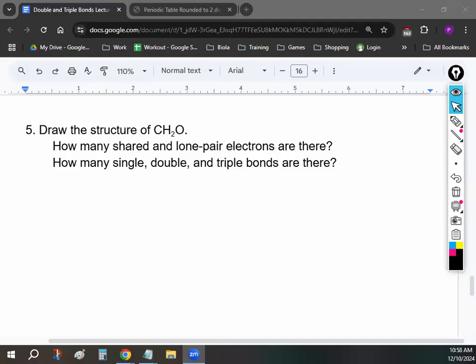All right, so let's go over this problem. Carbon gives you 4. Hydrogen gives you 1 each, and there's 2 of them, so 4 plus 2. And then oxygen is 6. So that means we have a total of 12 valence electrons.